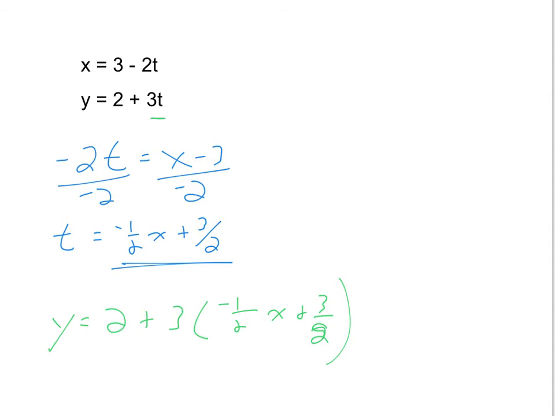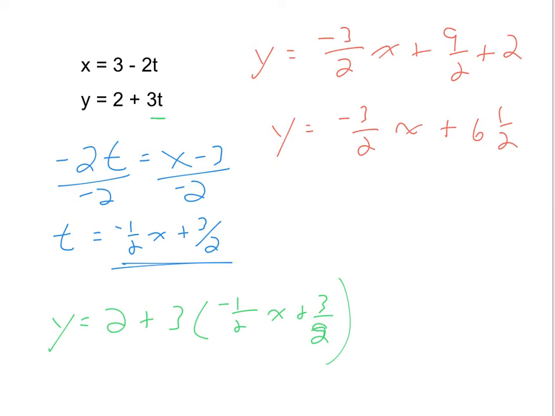So in red, our equation is y is equal to negative 3/2 x plus 3 times 3/2, which is 9/2, plus 2. 9/2 is 4.5. It looks like I have y equals negative 3/2 x plus 4.5 plus 2 is 6.5. And I think that looks about like my equation that I had before.